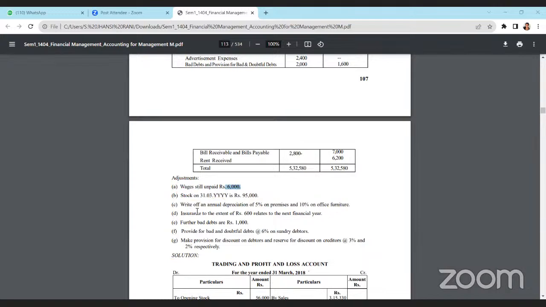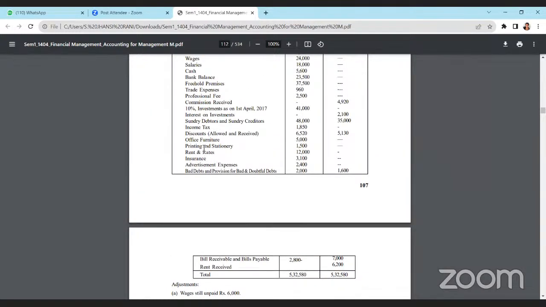Next we have write-off of an annual depreciation of 5% on premises and 10% on furniture. Depreciation means decrease in the value of asset. My asset value is going to decrease. So which assets are they telling? Premises and furniture. So whenever depreciation is given, it's a loss to us. So what we will do, we write in profit and loss account debit side, to depreciation on premises 5%, to depreciation office furniture 10%.